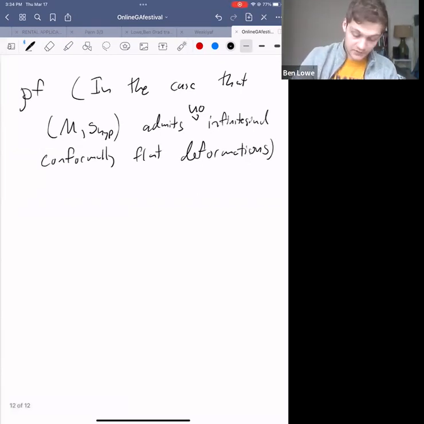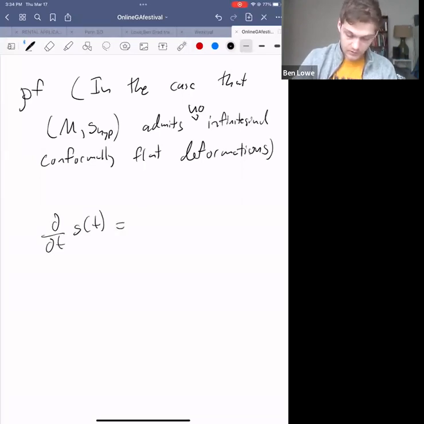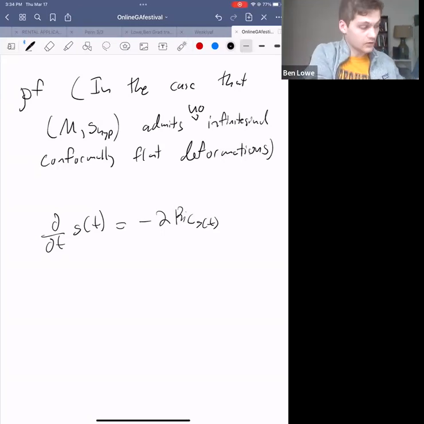Right, so I'll just write down the Ricci flow equation, which is just flowing in the opposite direction of the Ricci tensor. Okay.